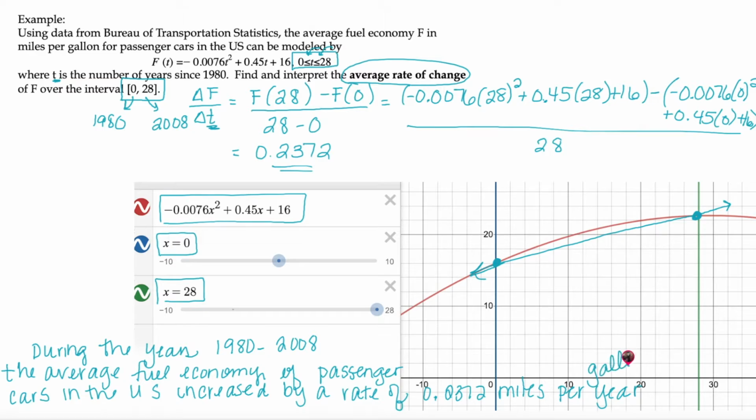Now this would change if we were to look at the slope between 0 and 10 years, our slope would be much steeper. So that's why we call it the average rate of change, because that slope is going to differ depending upon the value of the years in which we are looking.